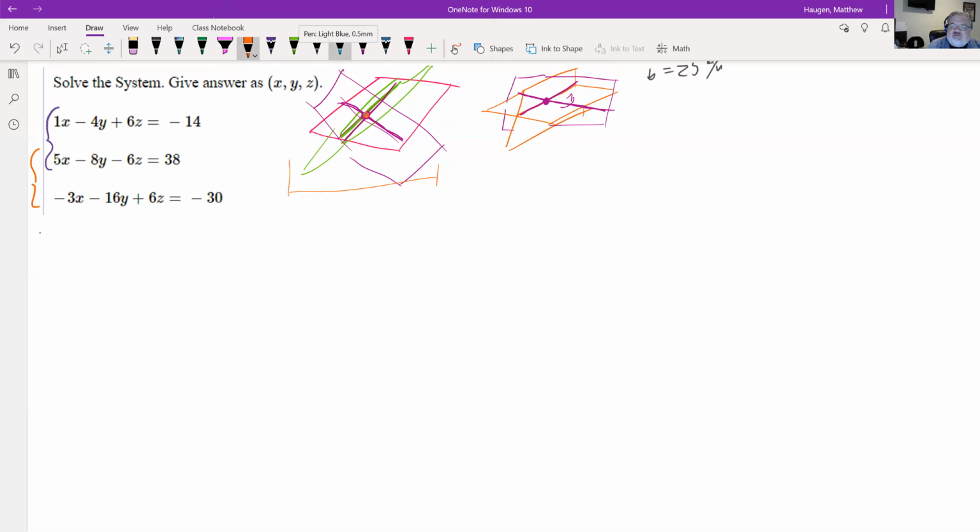So I'm going to label these equations just because it's helpful. I'm going to call them 1, 2, and 3. So essentially, we want to take equation 1 and equation 2 and try to solve those simultaneously the same way we did in 9-1. So that's 1x minus 4y plus 6z equals negative 14, and 5x minus 8y minus 6z equals 38.